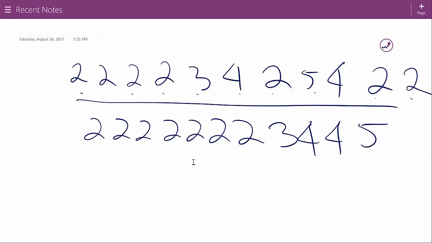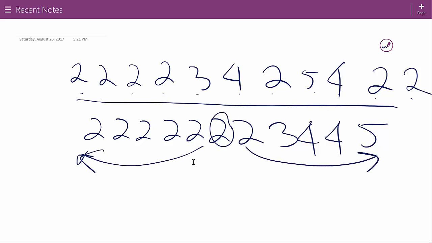So 11 responses. What's the position in the middle? The median, right? And it's position number 6 in this case. Why? Because here is my 6. I have 5 responses below that, and I have 5 responses above that. So that's my median right there. Median is 2.